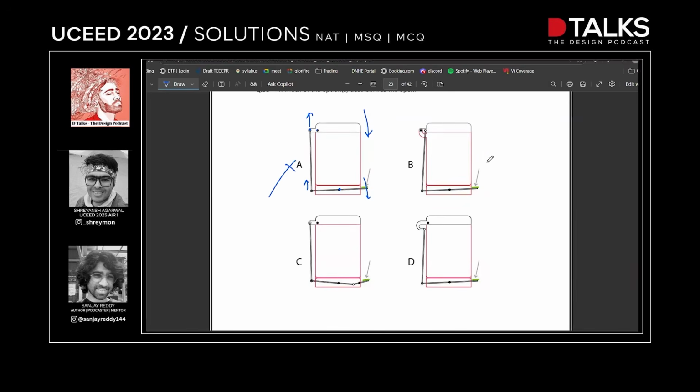In option B, you put this down, again it's a hinge, this part goes up, and this particular central part wants to go up.